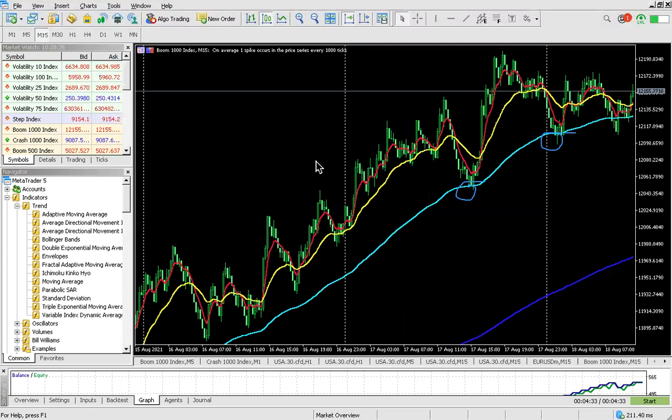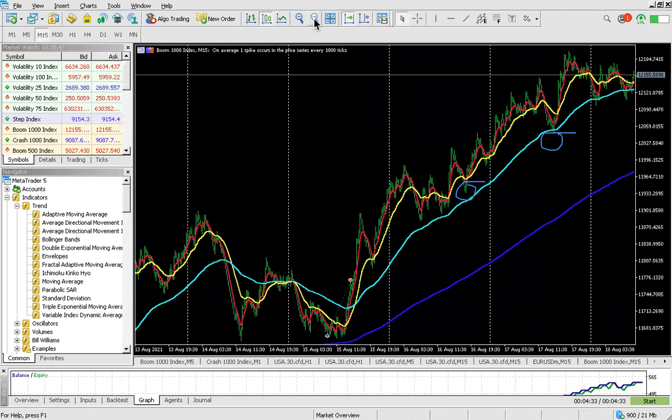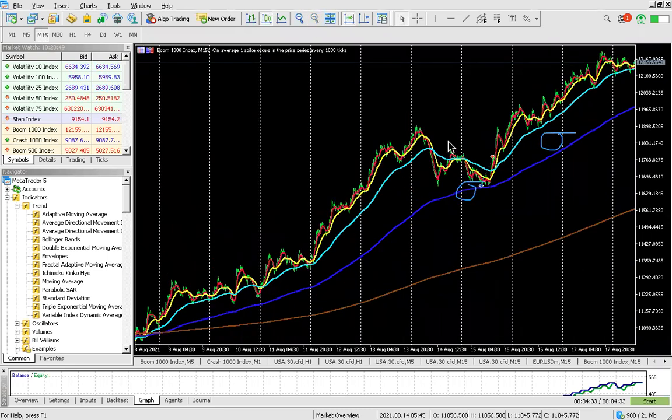Let me zoom out a bit. So you see as well that it will be very, very easy for you to trade these spikes and against these spikes later on.